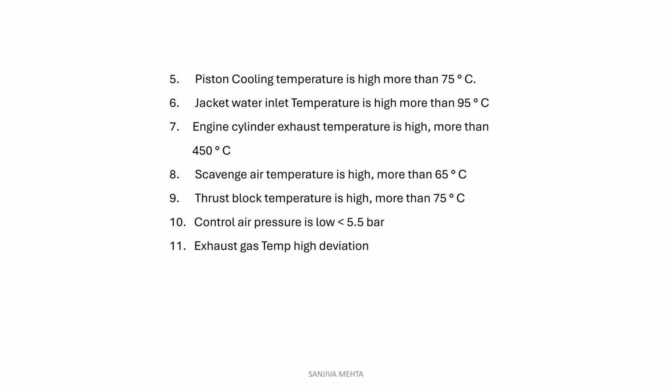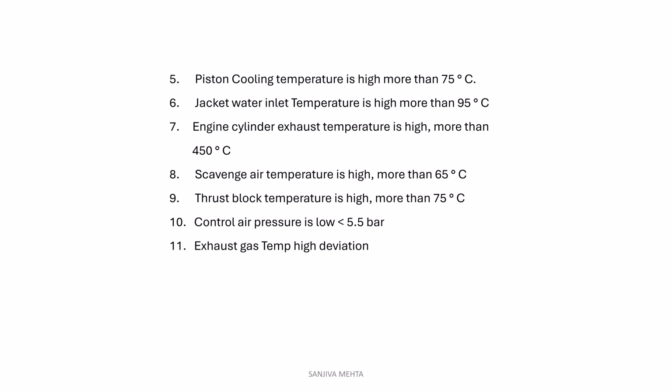Cooling temperature high, more than 75. This is inlet temperature. Sorry, this is piston cooling temperature high, 75 degrees. Jacket water inlet temperature high, 95 degrees. Engine cylinder exhaust temperature is high, more than 450 degrees centigrade: slow down. Scavenge air temperature is high, more than 65 degrees centigrade: slow down. Thrust block temperature is high, more than 75 is slow down; 90 is shutdown.